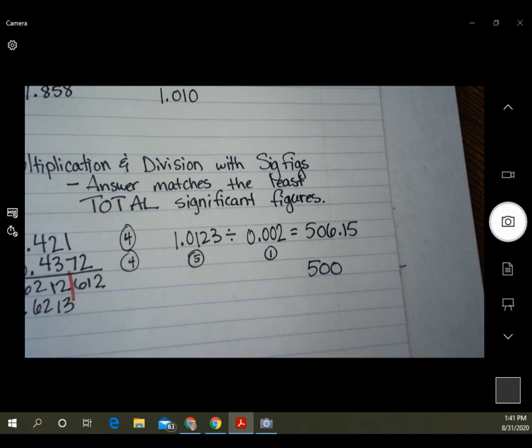Okay, give me a thumbs up if that makes sense, and thumbs down if it does not make sense. Looking for thumbs. Somewhere in the middle still.